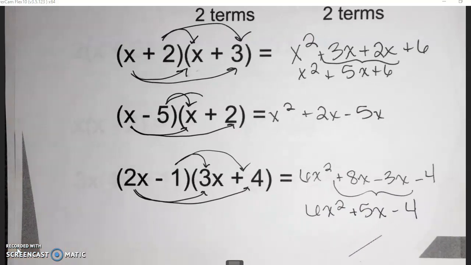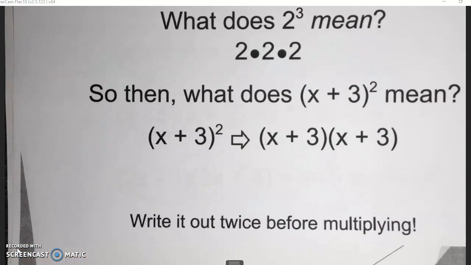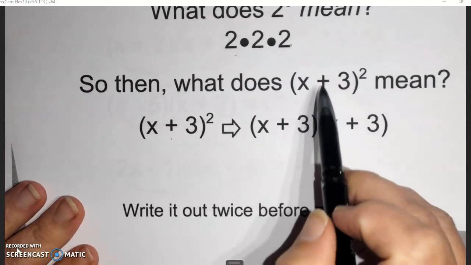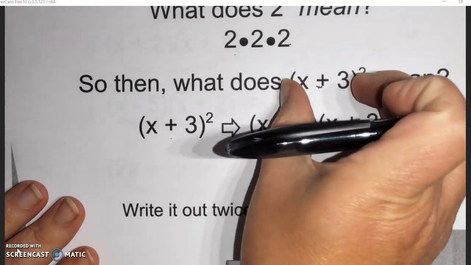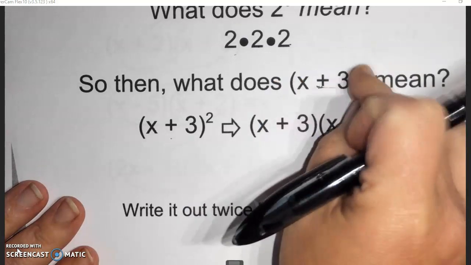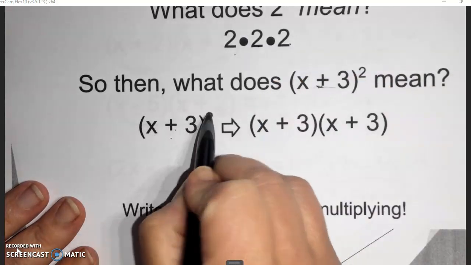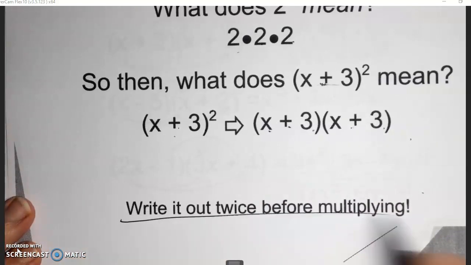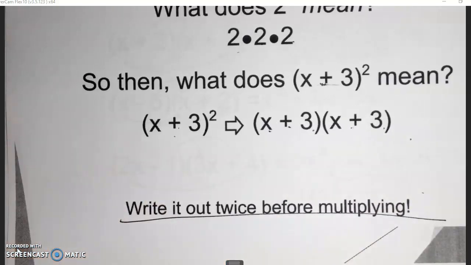Okay? So what does it mean if we say x cubed, or 2 cubed? That's 2 times 2 times 2. So it means the same thing if we say a parentheses, a polynomial squared. x plus 3 squared is the same thing as x plus 3 times x plus 3. So you want to make sure you write it out before you multiply.